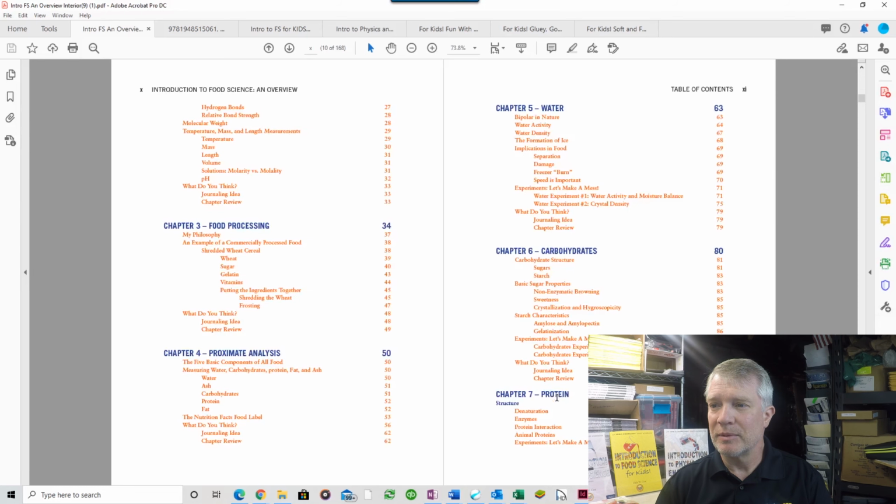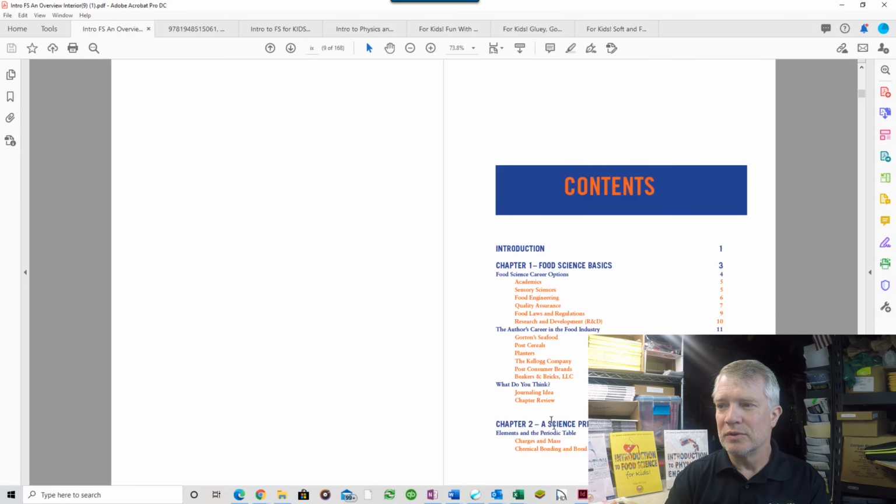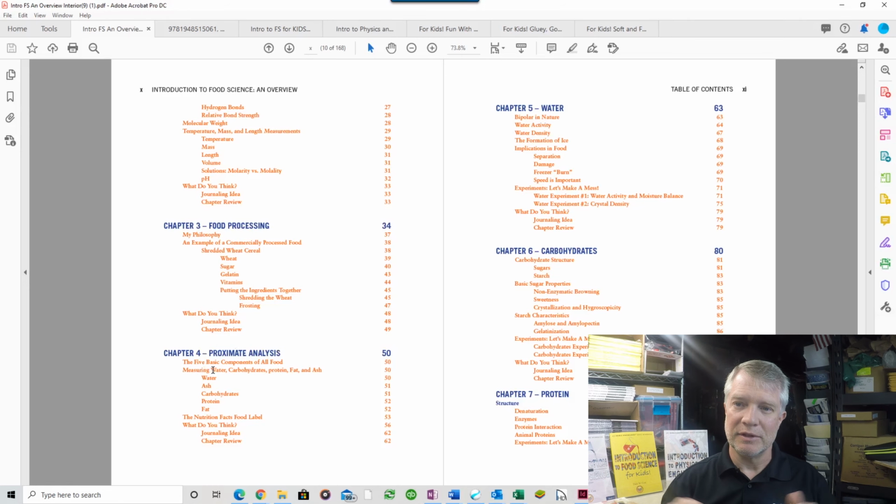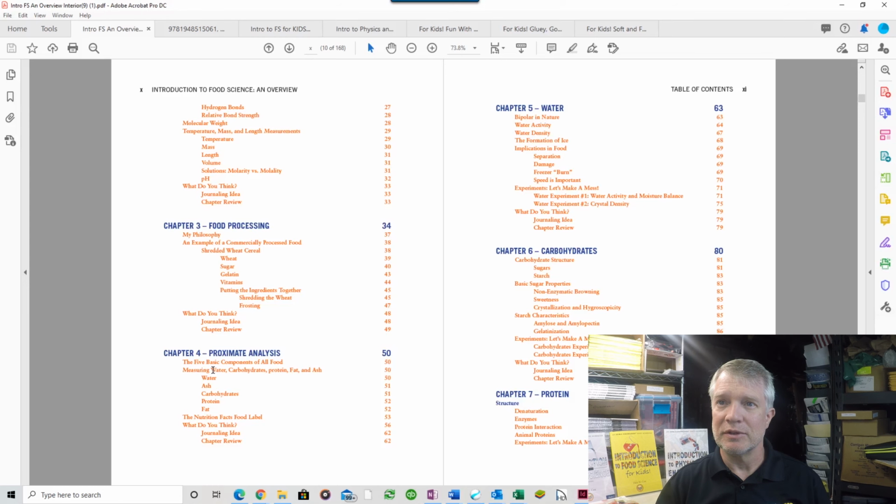There's a science primer. In case your student doesn't have a large science background, this should be sufficient to get them through the books. There's a chapter on food processing, what that is, how it works, and my philosophy on that. And then a chapter on proximate analysis, which basically means what's food made of. And in all of these chapters, there's assignments and things that you do at the end, and I'll show some of those here in a minute.